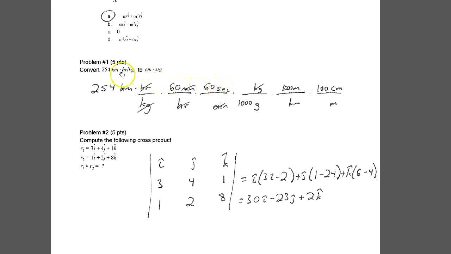But then I need to go from kilograms on the bottom to grams on the bottom. So I get rid of the kilograms on the bottom. There's 1,000 grams in a kilogram. And then I need to get rid of the kilometer on the top. And so I do these two conversions here. You don't need to actually use your calculator to get the answer. You just show me how you do all the unit conversions.